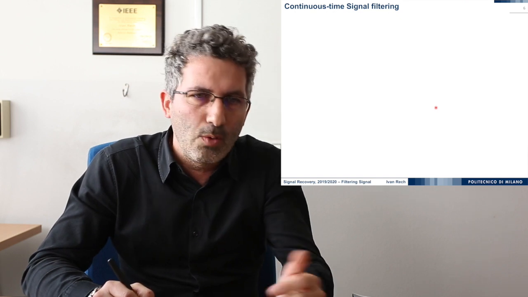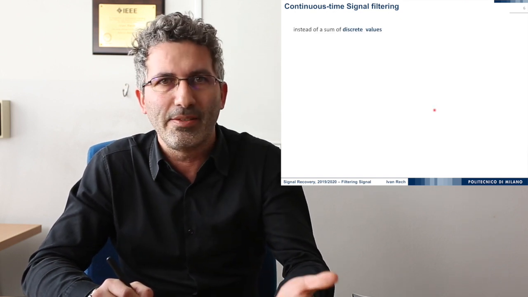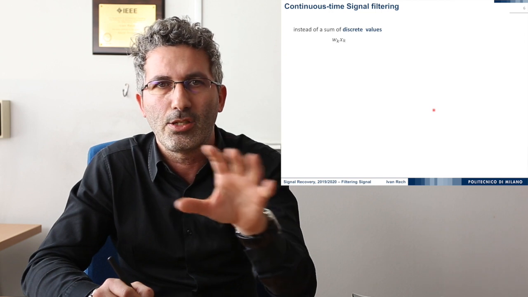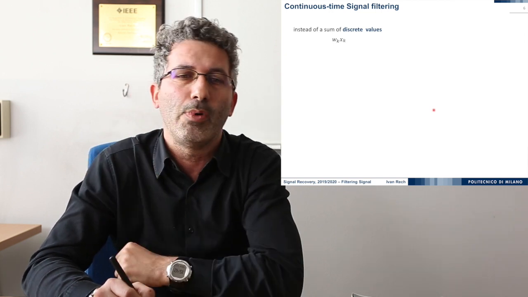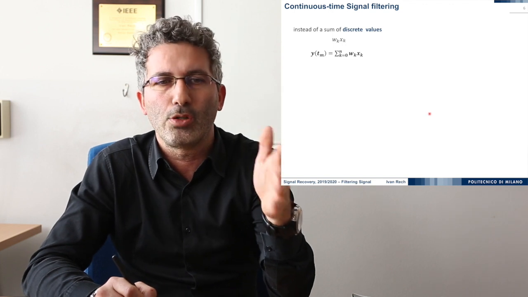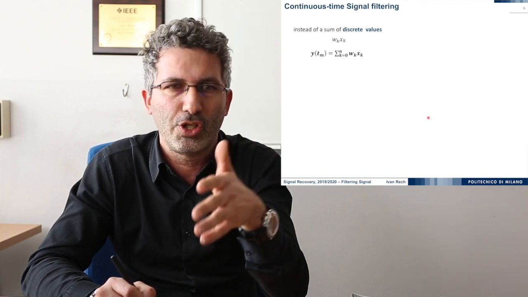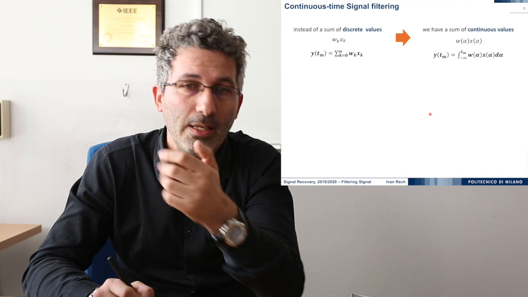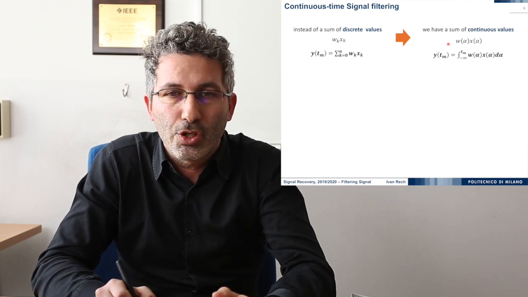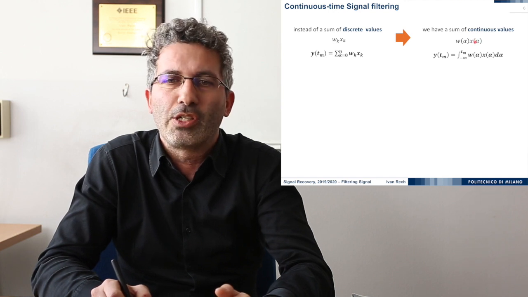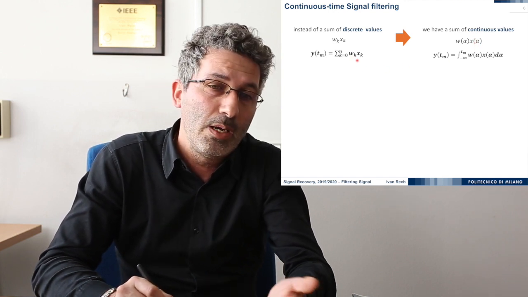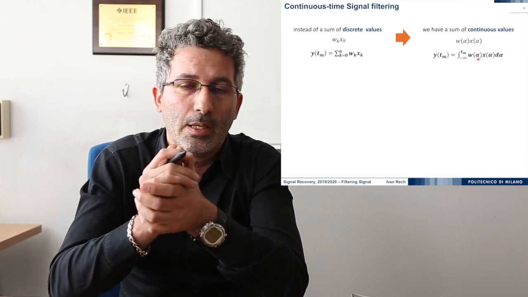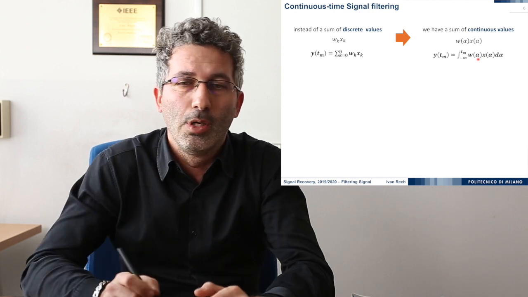So on the left, instead of the discrete values, we have alpha of w of k and x of k, because we are sampling some precise point, and then we are summing the product of w_k times h_k. In continuous time, we will have again the product with a function x, and instead of making the sum, we will make the integral, like any other move from discrete time to continuous time.